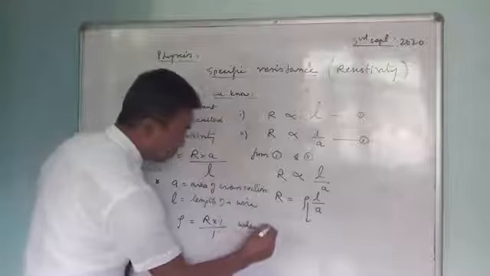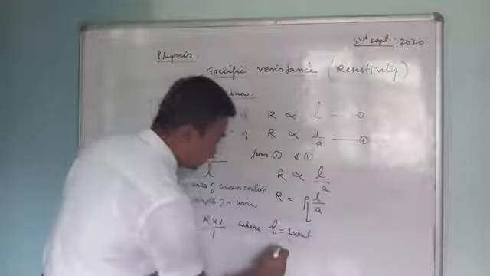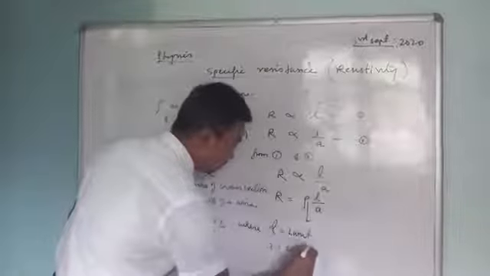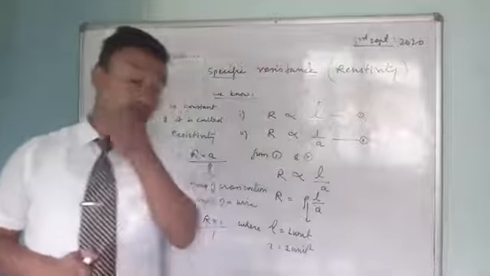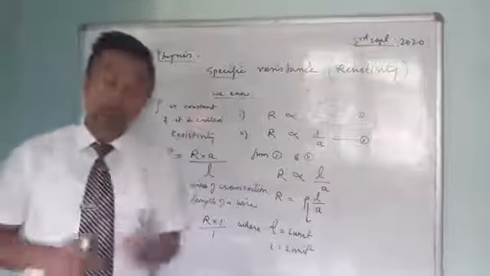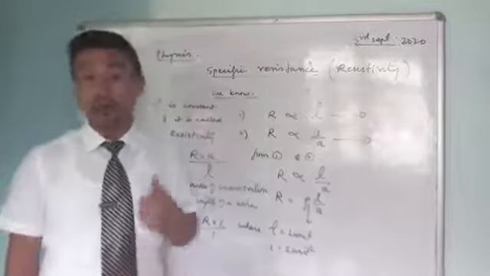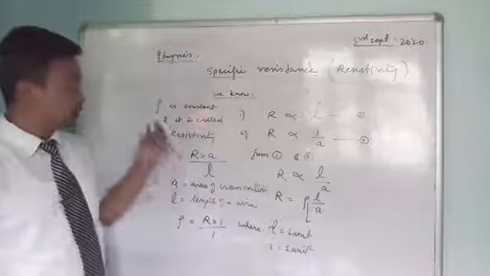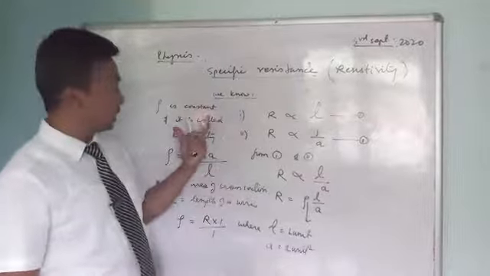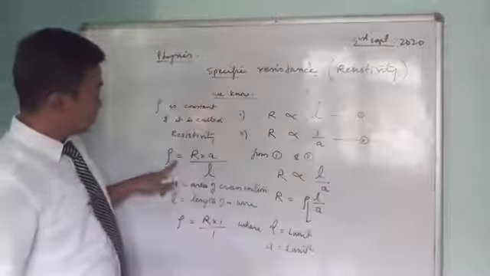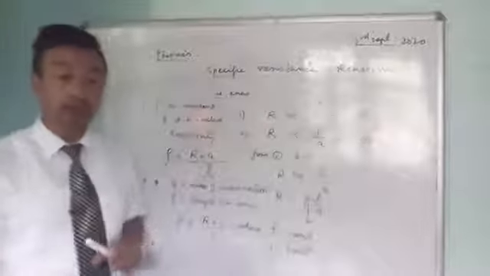Where length is 1 unit and area is 1 unit square. So specific resistance is defined as the resistance of a wire of unit length and unit area of cross section. This definition you can find in your textbook. Please refer to that and learn this formula. So this resistivity, or the specific resistance, is very, very important.